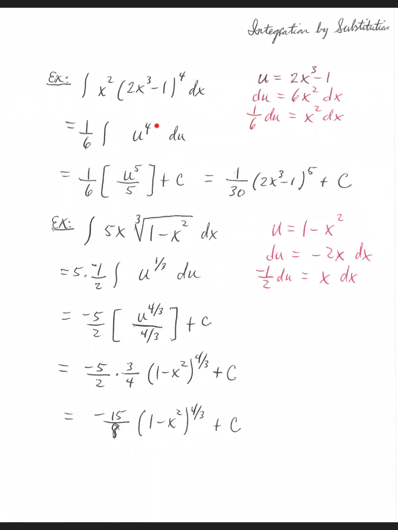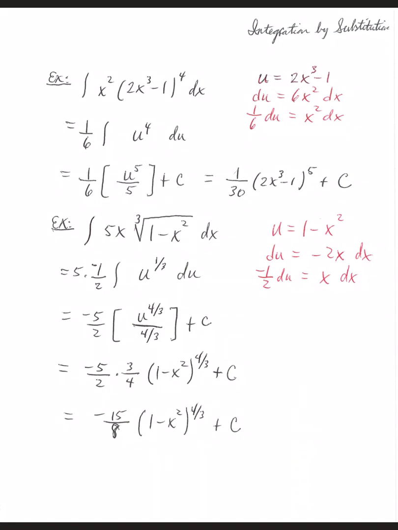The antiderivative of u to the fourth is u to the fifth over 5 times 1/6. That gives us 1/30 u to the fifth, but put back in the original variable, so that makes 1/30 times (2x cubed minus 1) to the fifth plus our constant of integration.